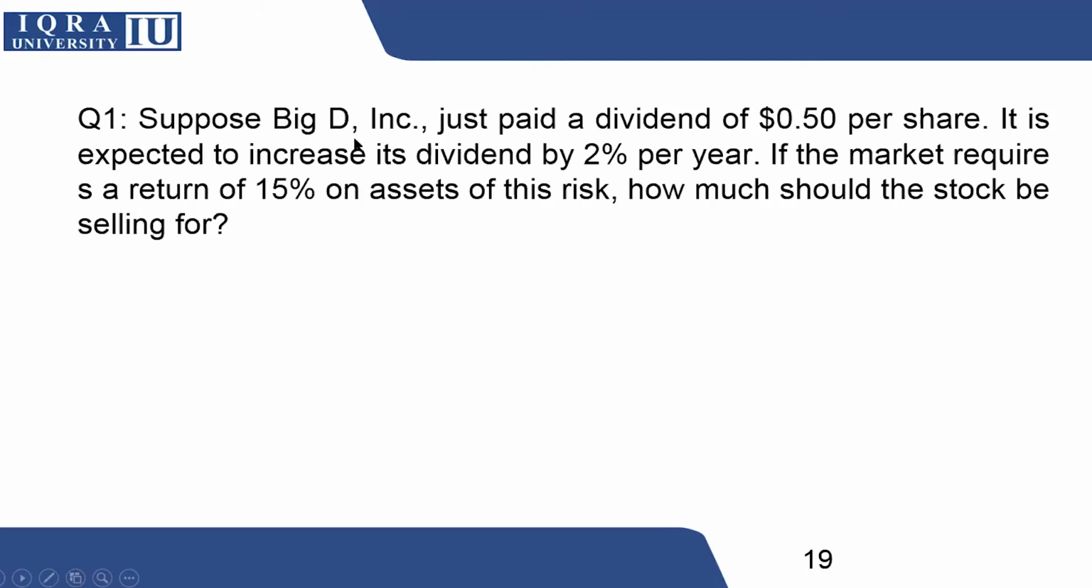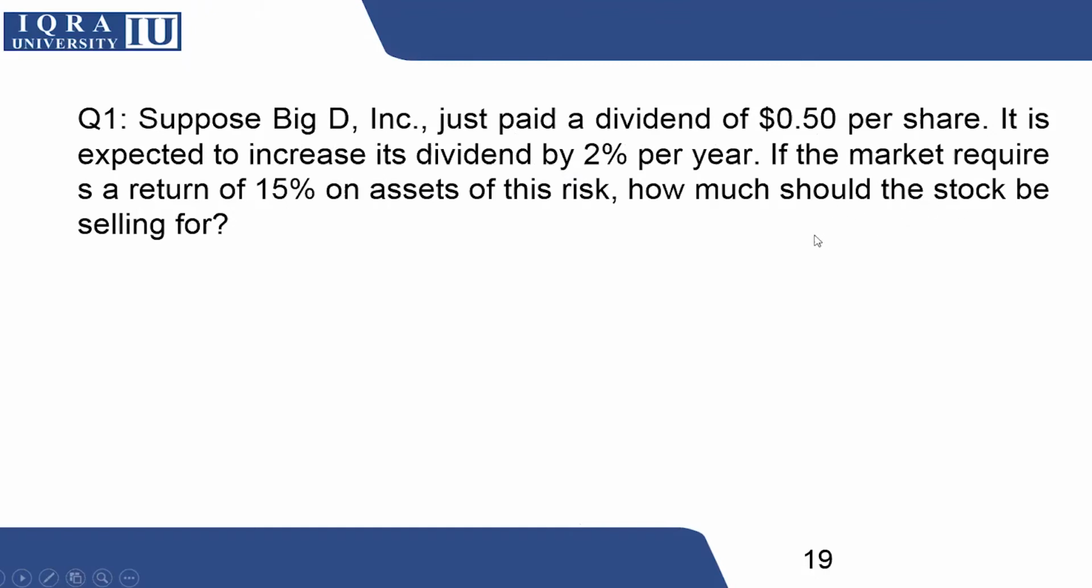Another situation is one in which the company just paid a dividend. Carefully see that when the question says they just paid this dividend, this dividend cannot be taken as D1. This will be taken as D0. It is expected to increase its dividend by 2%. So this is the growth rate which will remain constant. Required return of the investors is 15%. The question is again asking you to calculate the price.